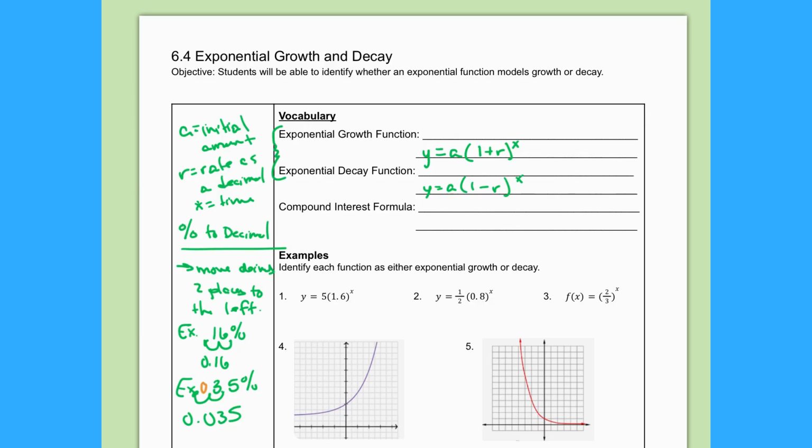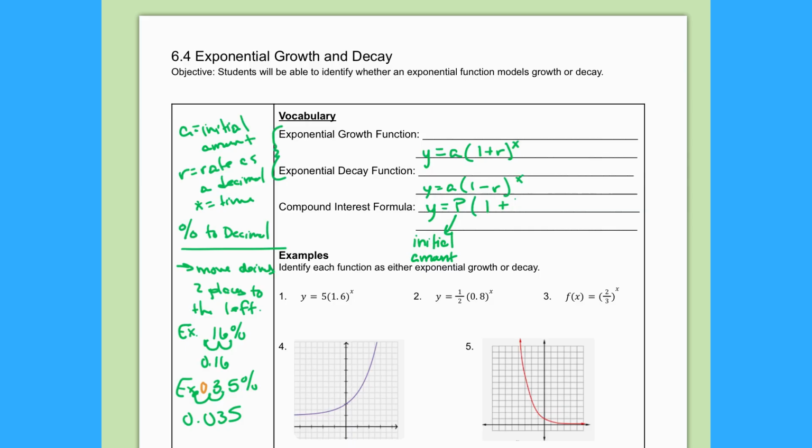All right, and then the compound interest formula, this one looks a little bit different. Y equals P, and P is the same thing as A. It's the initial amount. So that's the initial amount or starting amount, right? Whatever makes sense to you. And then 1 plus, because if you're talking about compound interest or you're earning interest, it means it's going up, so it's always going to be growth. So it's 1 plus.